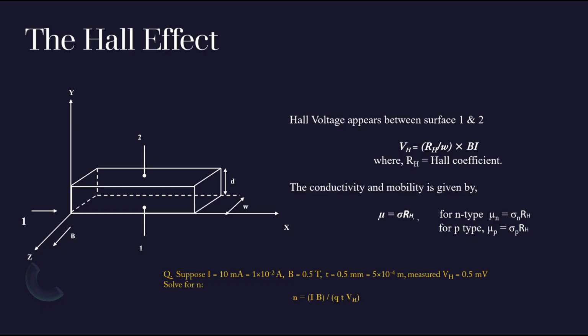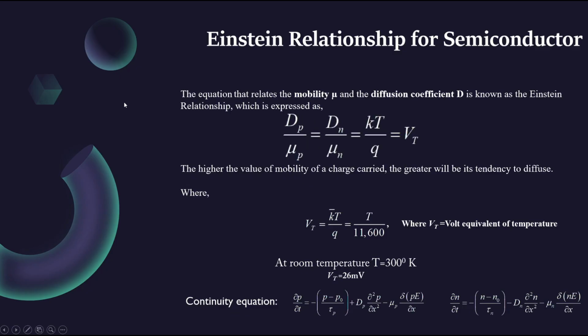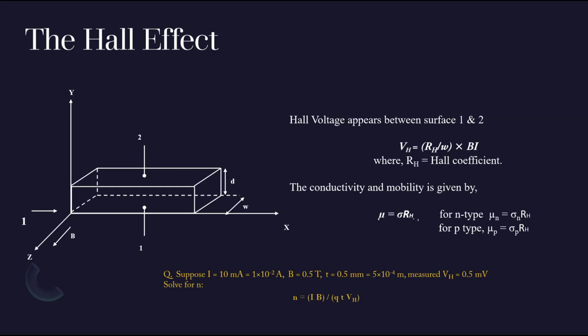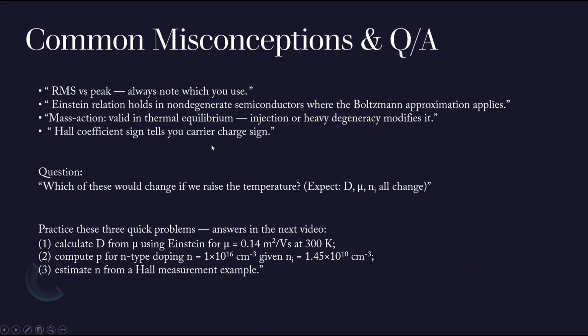In equilibrium, the numbers of electrons and holes are not independent, which we have seen in the mass action law. And finally the Hall effect, our practical tool, where we put the current through an applied magnetic field to measure the transverse Hall voltage, and from VH we extract the carrier density and even the sign of the charge carriers. These concepts are the backbone of device physics and essential for understanding diodes.